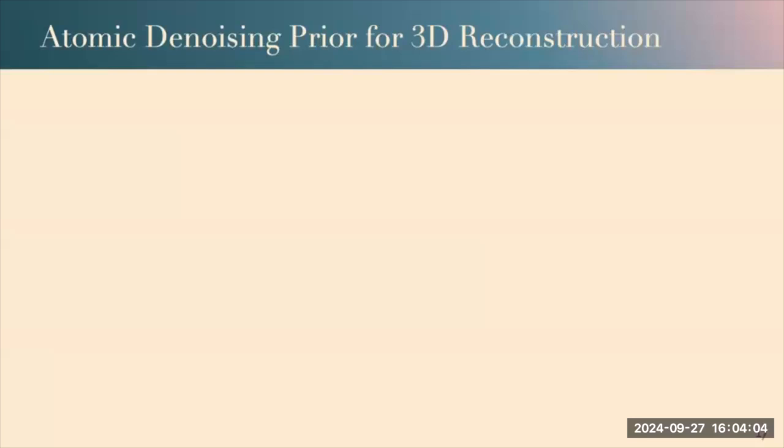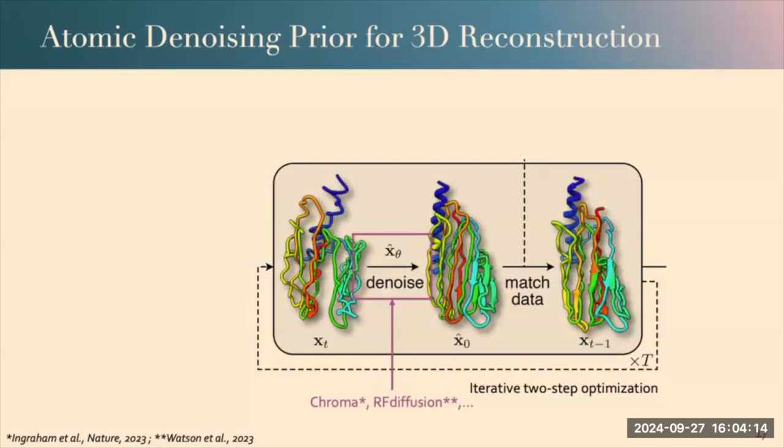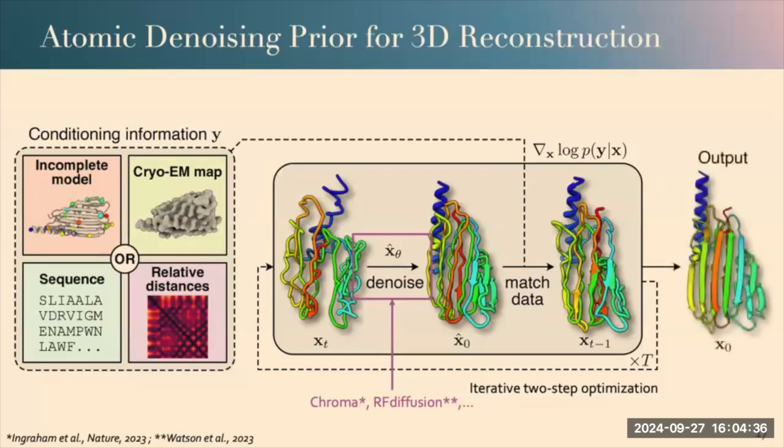So the way the method works is by going through this iterative procedure, where the first step is to denoise a structure. And here we've been testing two diffusion models, Chroma and RF diffusion. For most of the results I will show, we were using Chroma. And the second step is the data matching step, where we're basically taking a gradient towards maximizing the log likelihood of whatever information we have with respect to the structure. And we go through those iterative steps a certain number of times, and the structure we converge on is considered the output of the method.